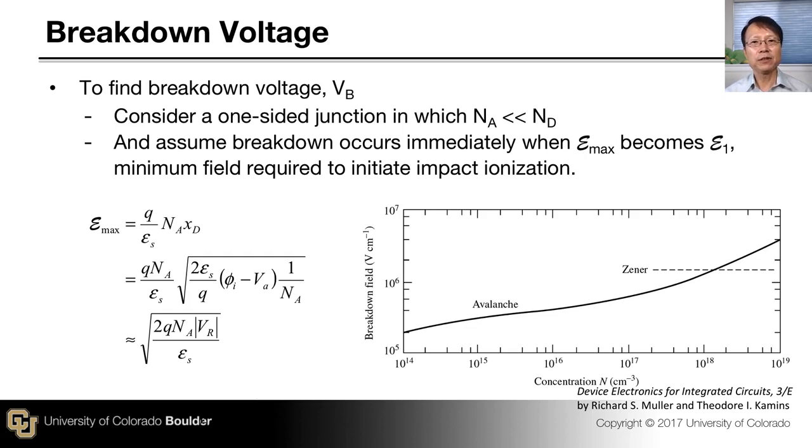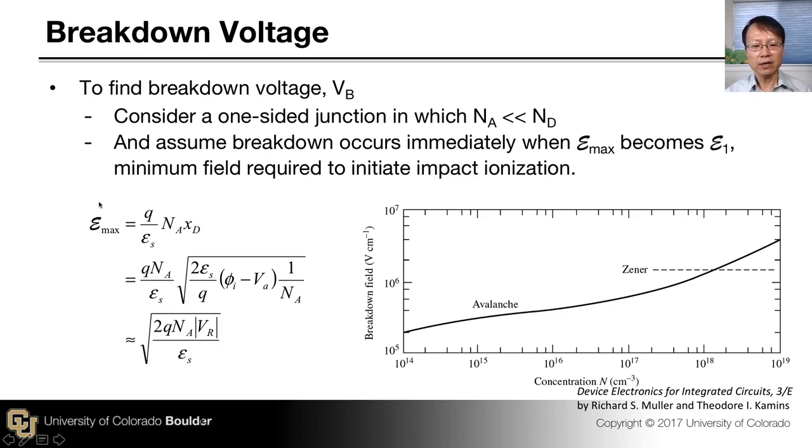Now, the electric field is not something that we can directly measure. Rather, we apply voltage. So if we know something about the voltage, then it will be a more straightforward parameter that we control. So it's important to know something about the breakdown voltage. And for this, we consider a one-sided junction.